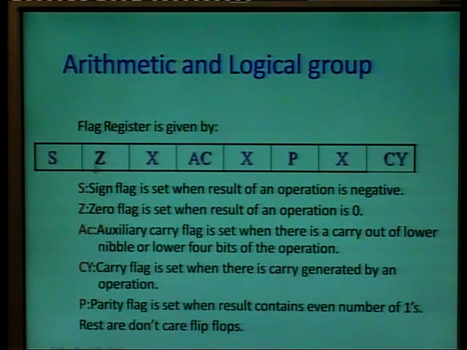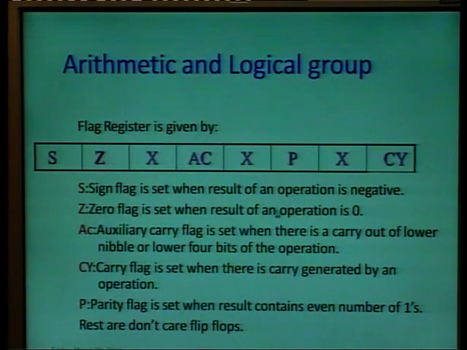The various flags: first of all, the least significant bit of the flag register is the carry bit, then the next bit remains unused, then next are the parity bit, auxiliary carry bit, zero flag and sign flag. The sign flag is set when the result of an operation is negative, that is, when the leftmost bit of the result is 1, then this sign flag will become set.